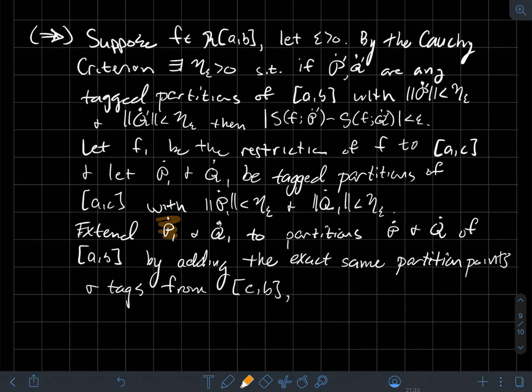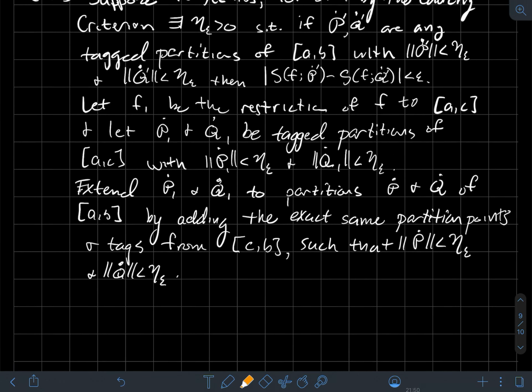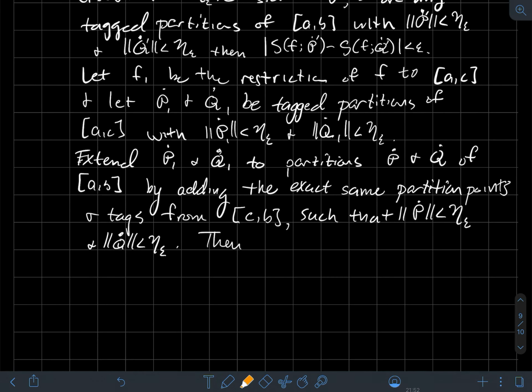I'm gonna add the exact same ones to P1 dot as I do to Q1 dot. So the exact same subintervals and the exact same tags. And what else do I wanna have happen? I still wanna make sure that the norm of the resulting partitions, I'll call them P dot and Q dot, they both should still have a norm less than this eta. So what can we say then?